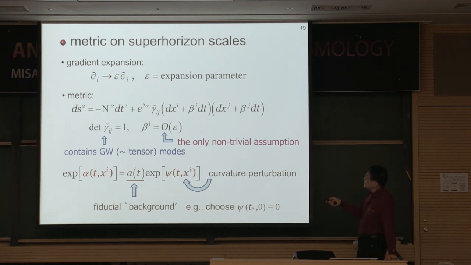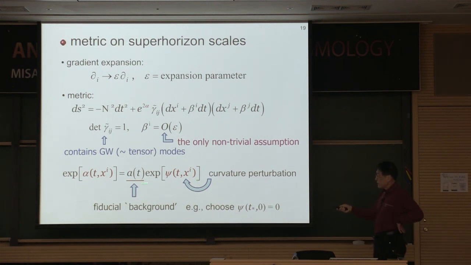Anyway, you assume the metric in the standard 3+1 formalism form. This N dt, N is the lapse function. And you have beta, which is the shift vector. And you have a determinant-one spatial metric, which essentially contains the gravitational tensor perturbations, plus a term which represents the volume of space, and which actually gives rise to the expansion of the universe, and so on and so forth. So this exponential alpha can be, if you assume there is some fiducial background, decomposed into the scale factor times exponential psi, some function of space and time.